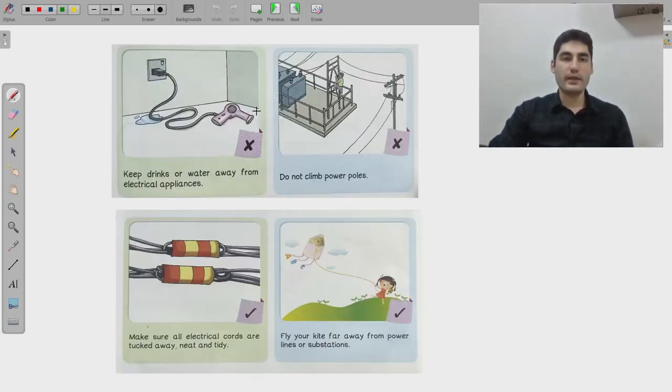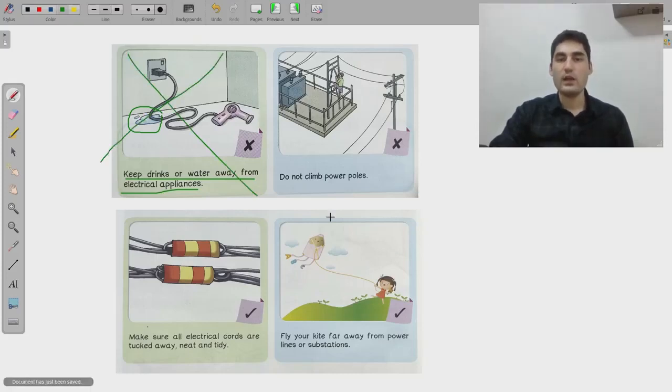And next one is keep drinks or water away from electrical appliances. So be careful. Don't put any water. If there's water next to the socket, be careful not to use it. Okay? Don't do that.